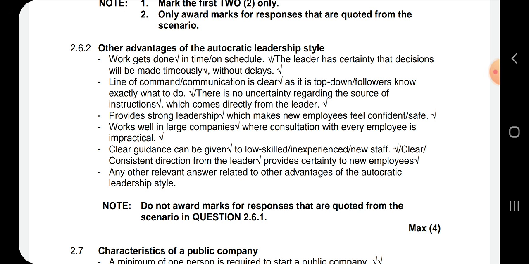Any other relevant answer, not limited to what has been written here, the memo will be discussed. So make sure that whatever you have written still applies to the autocratic leadership style, as a style where the leader makes all the decisions without consulting anybody or whatsoever.